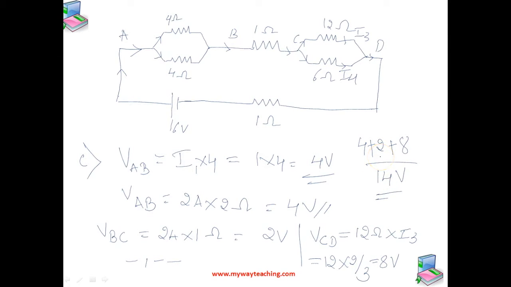So the terminal voltage of the battery is 14 volt while its EMF is 16 volt. So the loss of the voltage 2 volt is accounted by this internal resistance 1 ohm. Okay, this 1 ohm, that loss of 2 volt takes place for this only. 2 amps into 1 ohm is 2 volt. Got this? Okay.